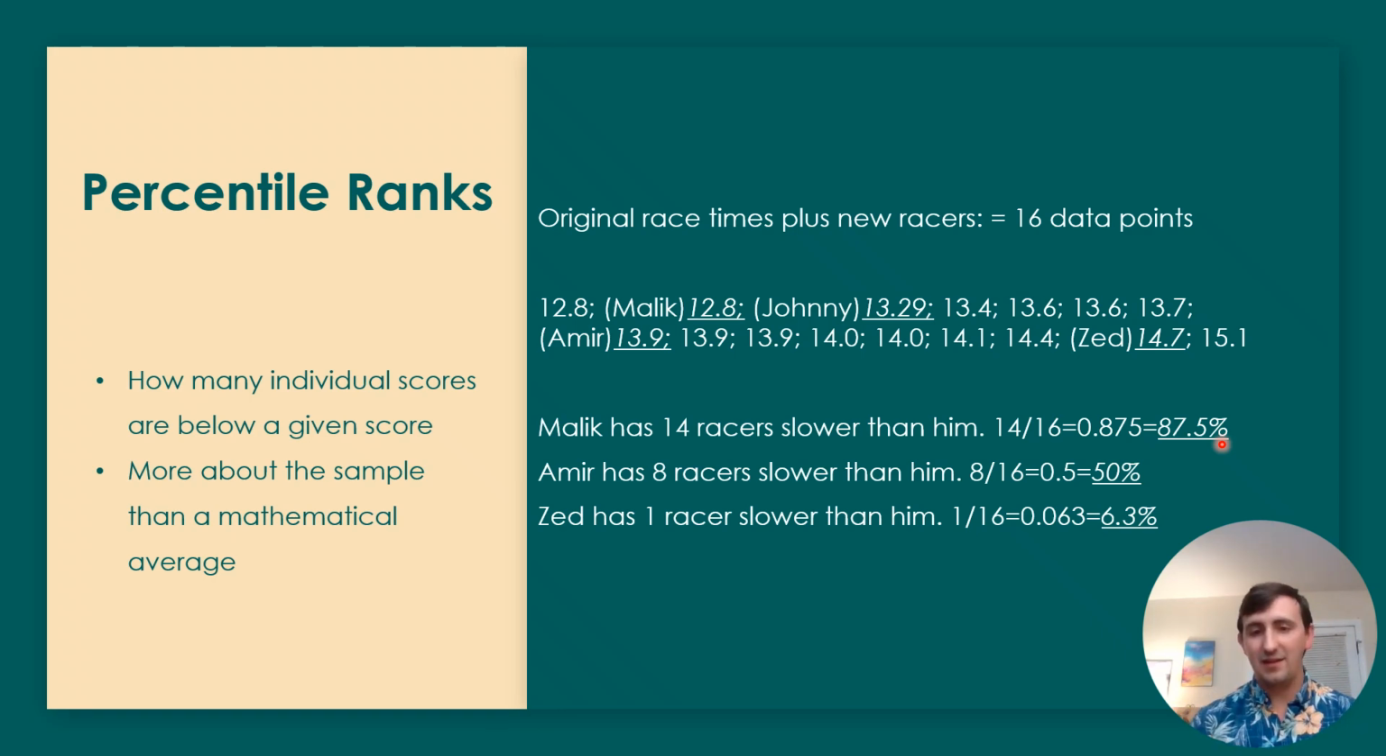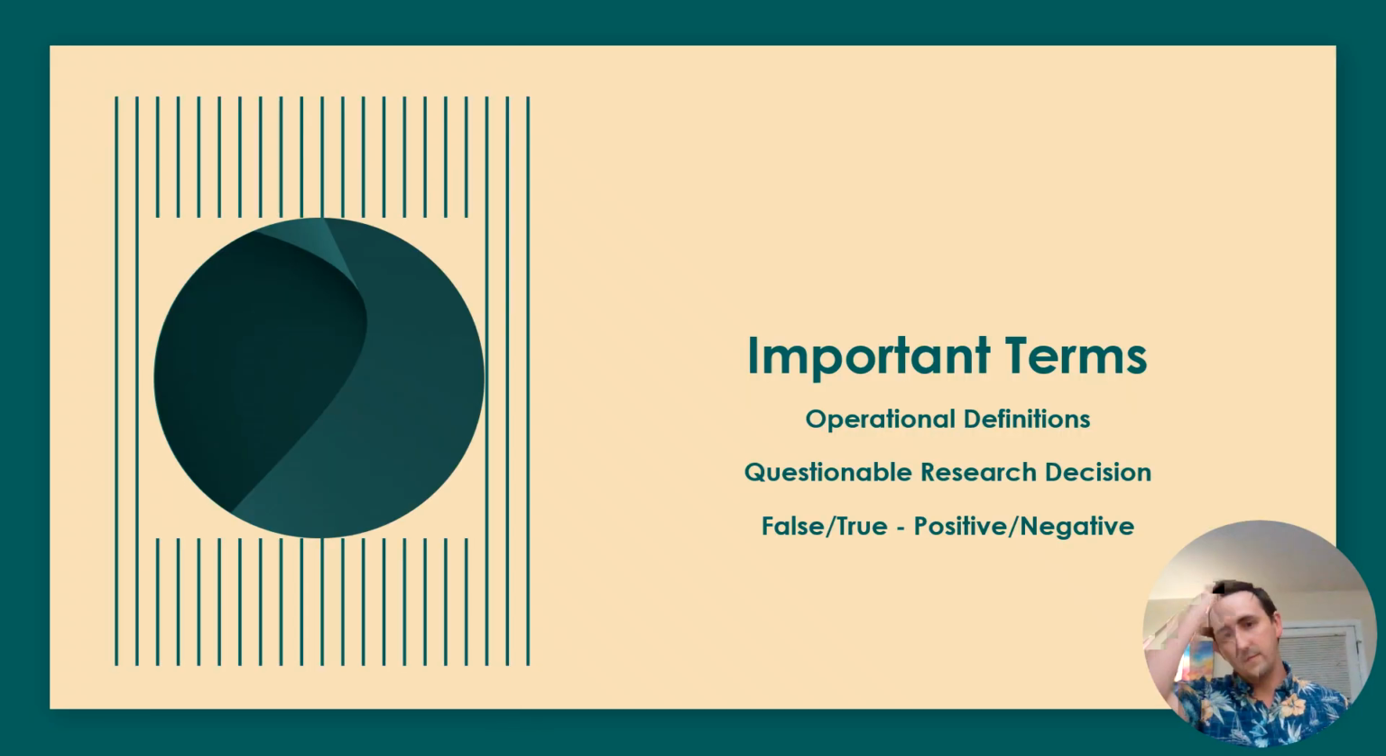So for Zed, 6% got below his score. That means more than 93% scored above him. More than 93% of racers were above and faster than Zed. So how many individual scores are given below a specific person? And this is more about the sample size. It's not about mathematical averages.